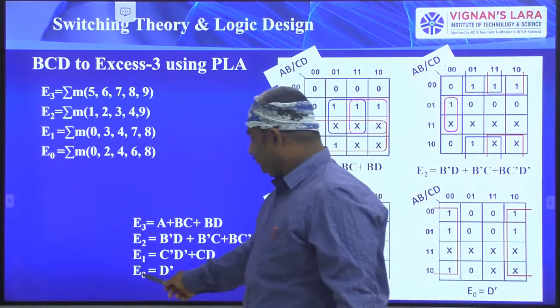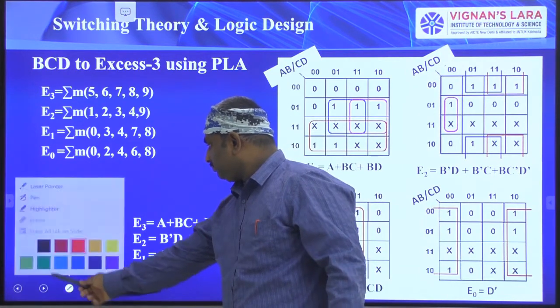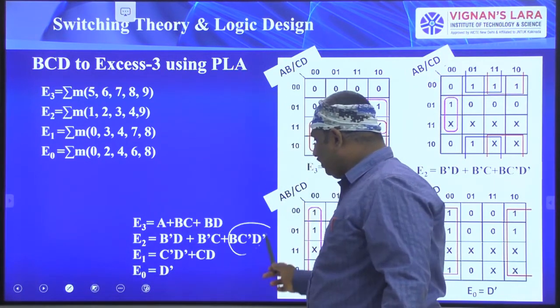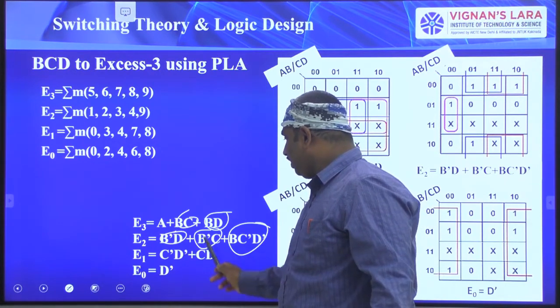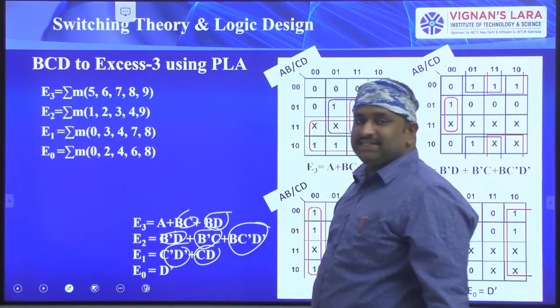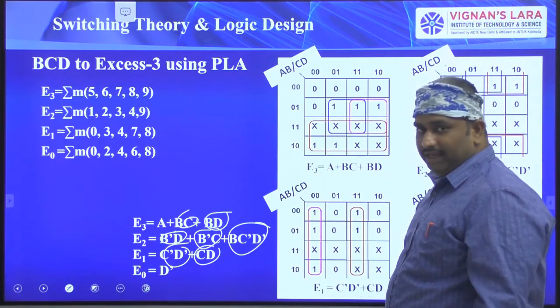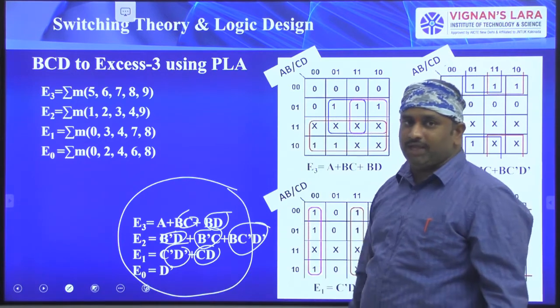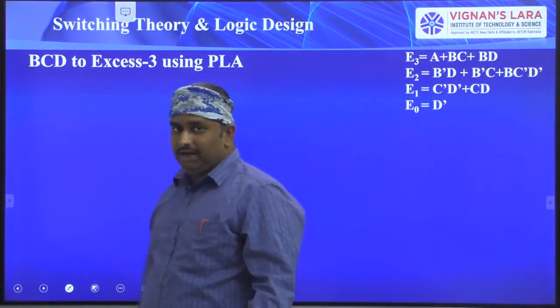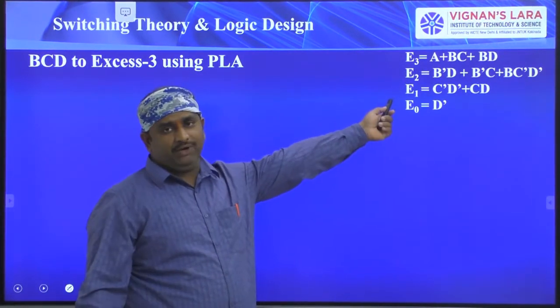So see here. This is only a 3 input AND gate. The remaining ones, this one, this one, and this one, and this one, and this one, and this one, these 6 are 2 input AND gates only. Okay. So finally, these are the functions we have to implement by using a programmable logic array. Those are all the functions I have written there.